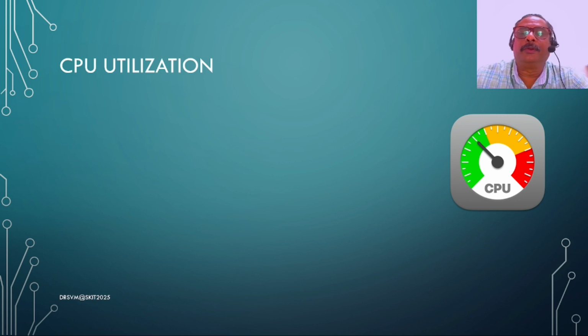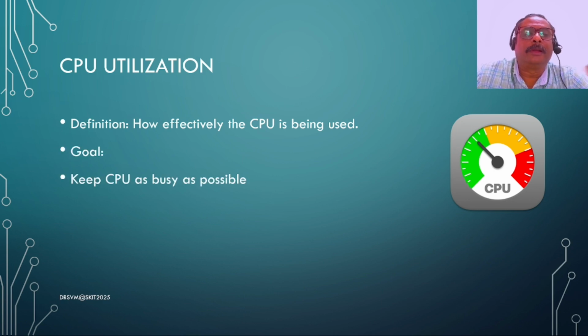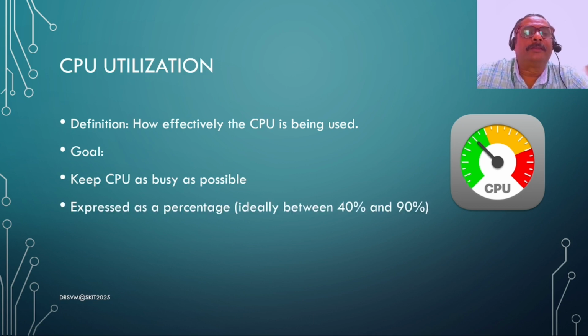Starting with CPU utilization, it is how effectively the CPU is being used. When the CPU is available, how much of the time the CPU is working and how much of the time it is idle, either having no work or waiting for some external event to occur, all will decide the utilization of the CPU. We want it to be as high as possible. We want to keep the CPU as busy as possible, and it is expressed as a percentage. Ideally, the CPU will be working between 40 and 90% of the time.